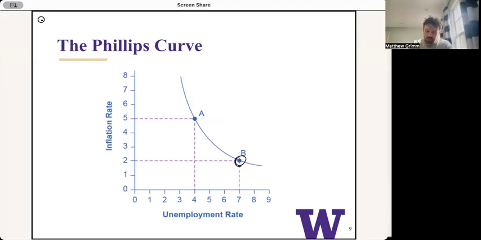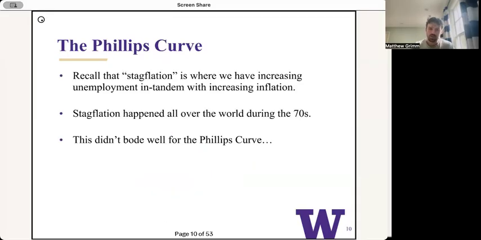If we have a high unemployment rate and a high inflation rate, then we would expect a low inflation rate. Alternatively, when inflation's high, we expect unemployment to be low. Okay. I'm sure we'll talk about it. Yes. Okay. So we do have this thing called stagflation, which kind of ruined this Phillips curve.